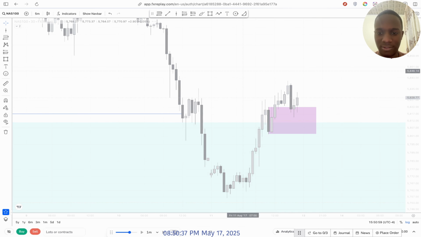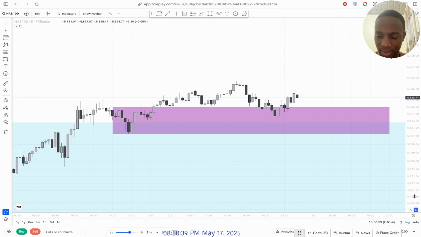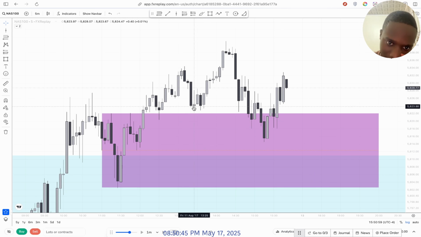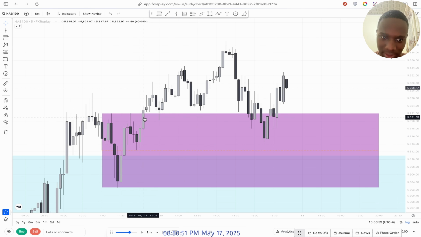Can we get to the 5 minute? You can see that we're reacting off of a major order block, and we are starting to push a bit higher, and we took out a good low right here, and we were respecting this fair value gap, as you can see.